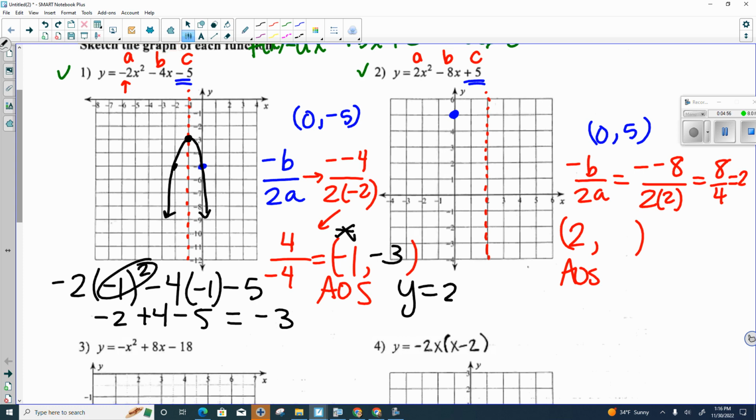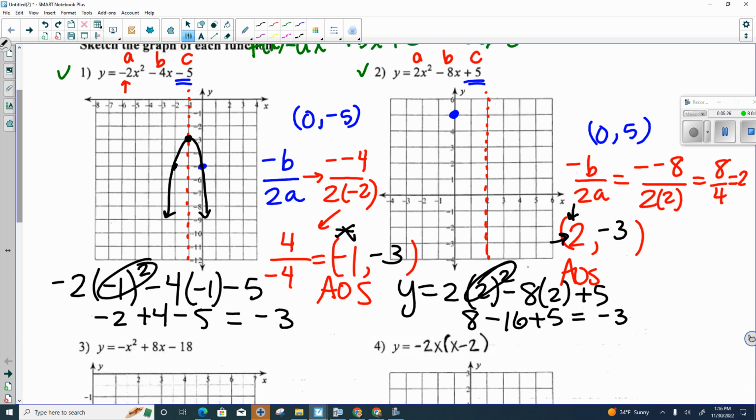Y equals 2. Instead of the x, I'm going to put this 2 from here, my axis of symmetry, minus 8. There's another x. And solve this using your order of operations. So 2 squared is 4. 4 times that 2 is 8. So in my mind, I say 8 plus 5 is 12. Actually, it's 13. And 13 minus 16 is a negative 3. I'm going to put this up here. That gives me my whole entire vertex. So over 2, up 3.